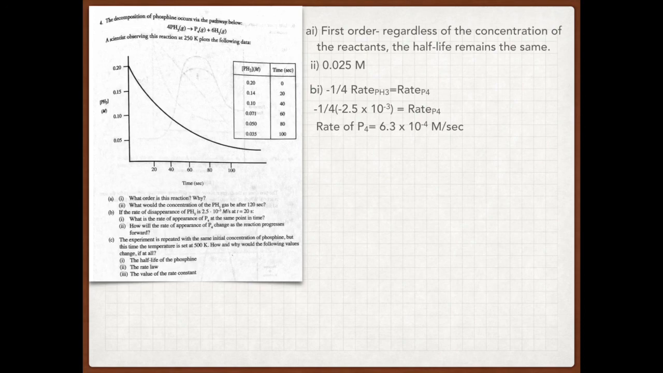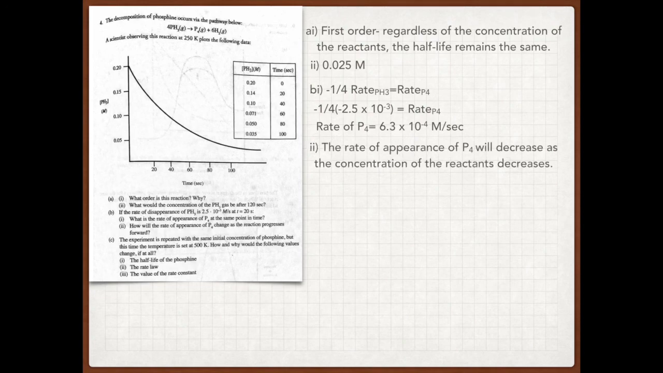Then it says, how will the rate of appearance change as the reaction progresses forward? Okay, so keep in mind, as the concentration of your reactants decrease, your rate is also going to decrease because this is first order. So what I said was the rate of appearance will decrease as the concentration of the reactants decreases. And that's it. Same with the rate of disappearance. That will also decrease. Remember, they all level off.